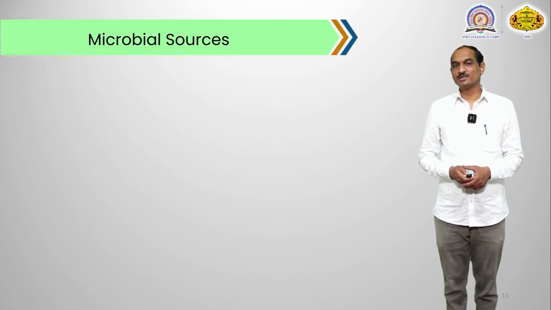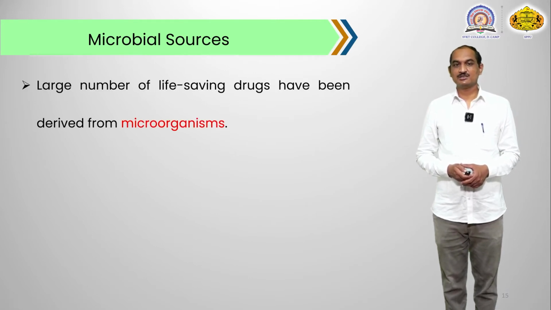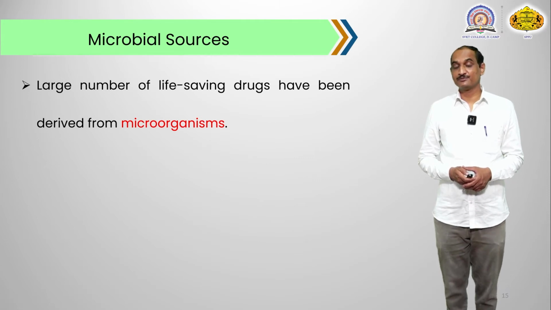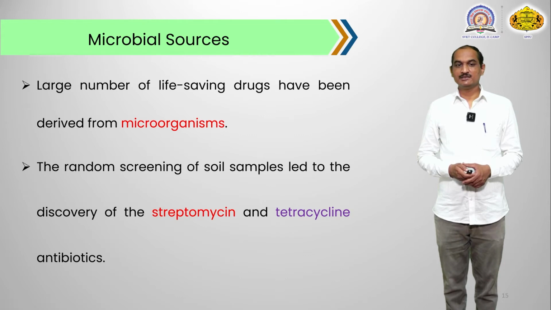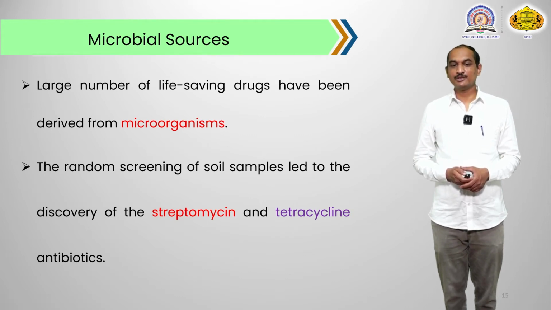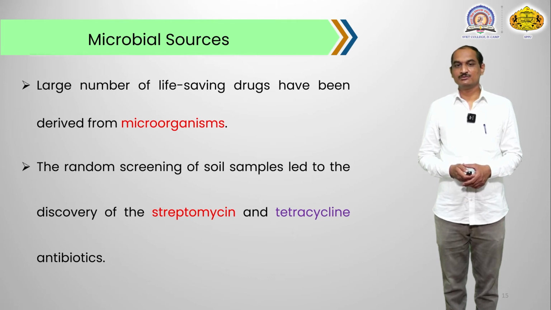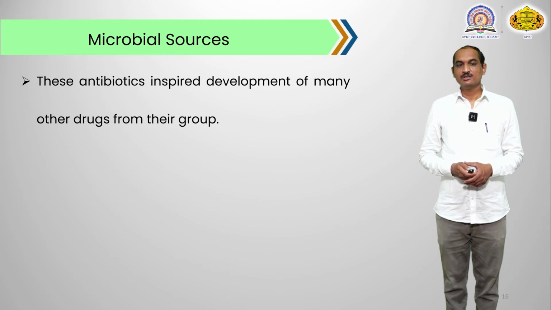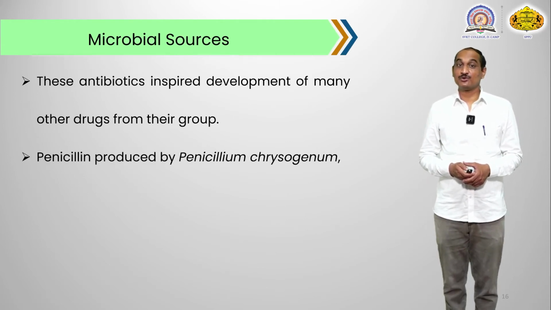Another important source of the drug is the microbial source. We know that a large number of life-saving drugs have been derived from microorganisms, and the random screening of a soil sample led to the discovery of the streptomycin and tetracycline antibiotics. These are some examples of microbial sources. These antibiotics inspired the development of many other drugs from their groups.